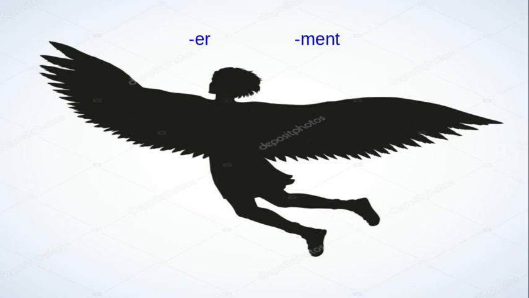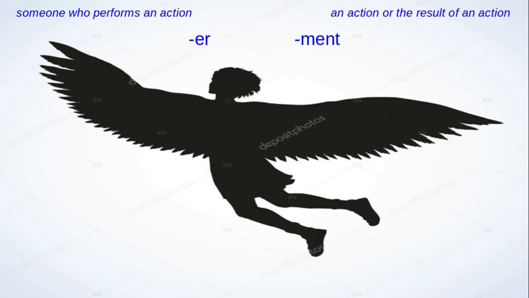Today, we have two suffixes to learn and use. We have -er and -ment. These are likely familiar to you. -er means a person who performs an action, like a teacher or a wrestler. Our second suffix is -ment. This suffix means an action or the result of an action. Examples would be abandonment or management.